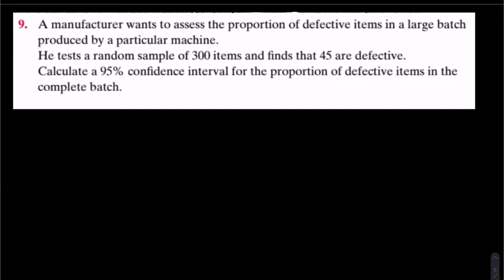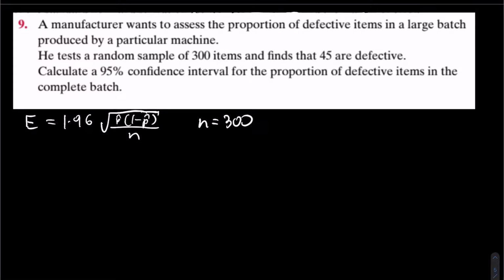In this case, I'm actually going to use the more accurate formula for the margin of error, which is equal to 1.96 root of p hat times 1 minus p hat, divided by n. In this problem, I'm told that a manufacturer wants to assess the proportion of defective items in a large batch produced by a particular machine. He tests a random sample of 300 items. That tells me that n equals 300, and he finds 45 that are defective. So we have to find the 95% confidence interval.